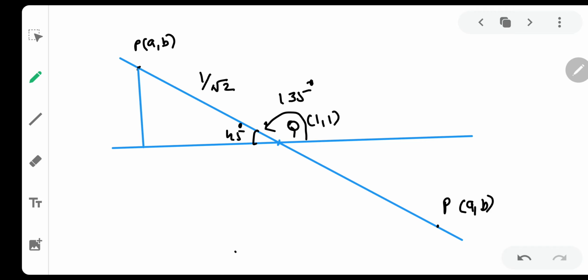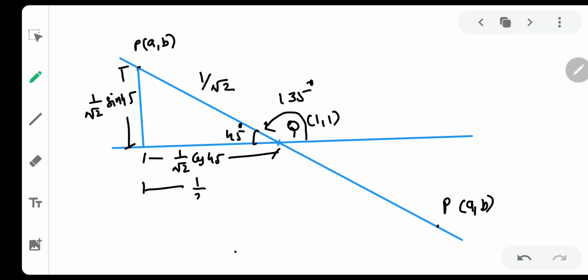Now as you can see, this is the resolution of 1 by root 2. This is 1 by root 2 cos 45. We have studied this from physics also. And this is 1 by root 2 sine 45. Very simple, right? So 1 by root 2 cos 45 will be equal to 1 by 2 and 1 by root 2 sine 45 will be equal to 1 by 2. So basically point P is going to the left. Going to the left means the x coordinate will reduce.